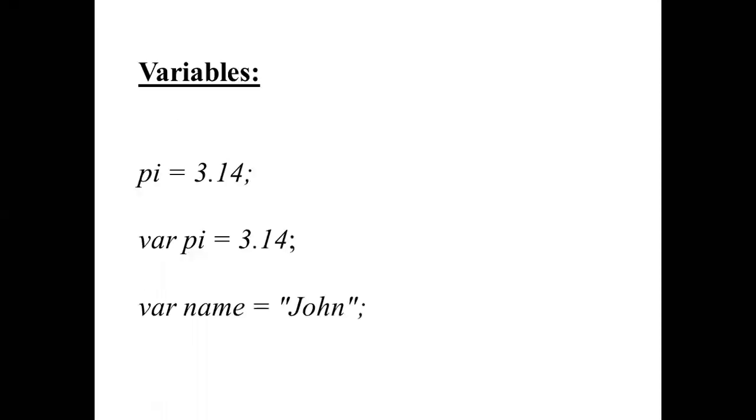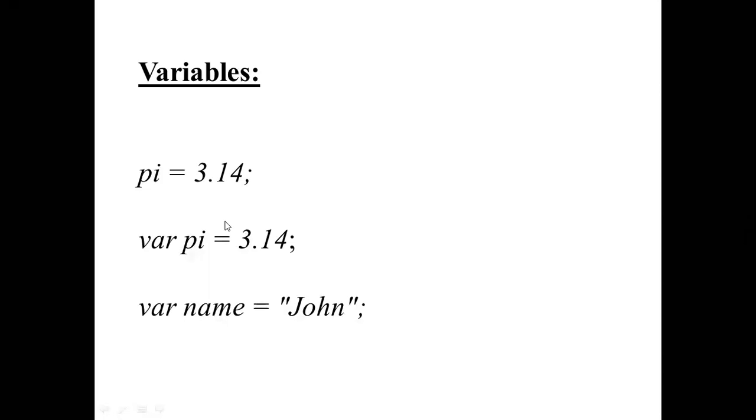Next, variables. We declare a variable in two ways. pi equal to 3.14, this is implicit type declaration. Next, var space pi equal to 3.14, this is explicit type declaration. There is no need to define the data type for a variable in JavaScript.